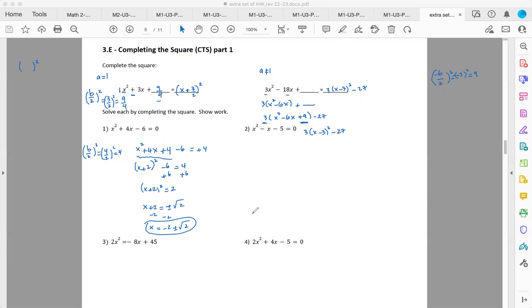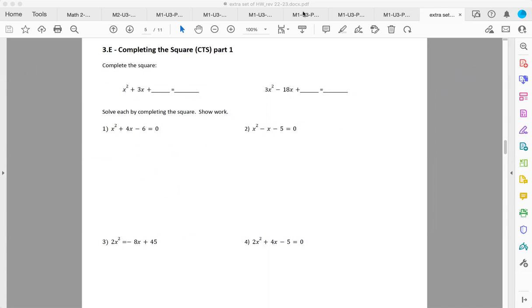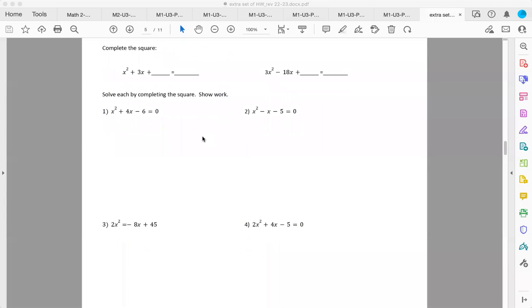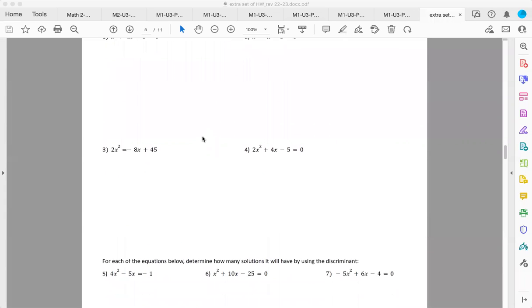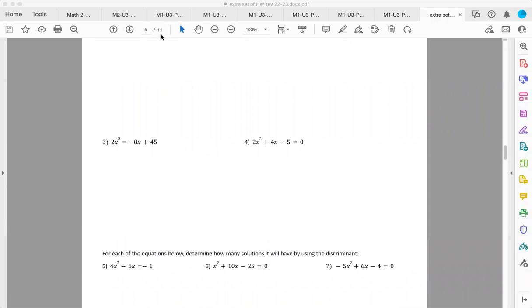Now, let me try 3 or 4. Let's try 3, for example. So first for 3, let me clear this and see if I can move the page up a little bit. For 3, you have again to write it as ax squared plus bx plus c. So add 8x and subtract 45 to both sides. And this will give you 2x squared plus 8x minus 45 equal to 0.